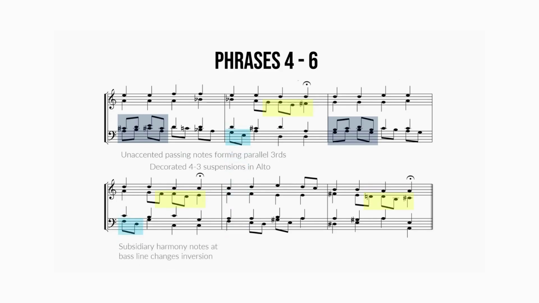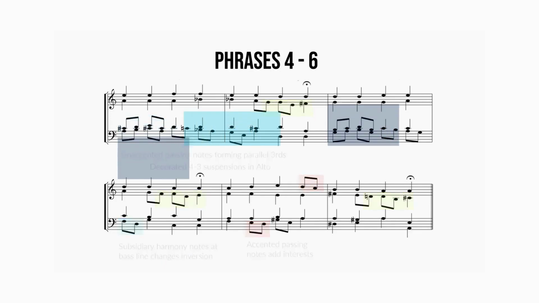There are also 2 instances where subsidiary harmony notes at the bass line seem to hint at a change of inversions, from first inversions to root positions. Lastly, we saw that Bach also used accented passing notes sparingly here to add interest to the melodic lines. These are non-chord tones that appear on strong beats before resolving to chord tones.